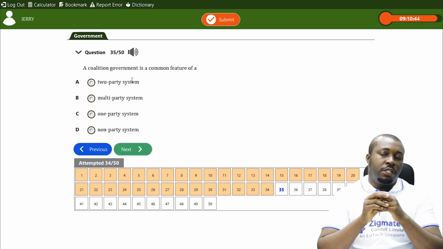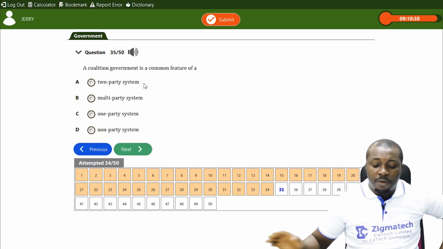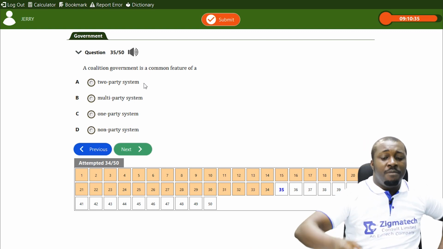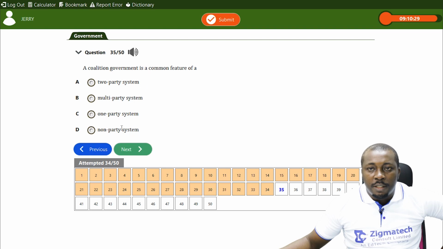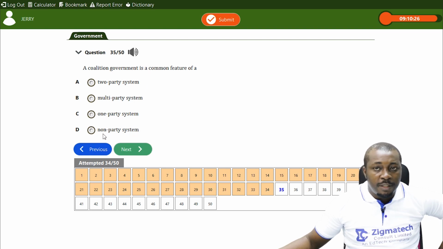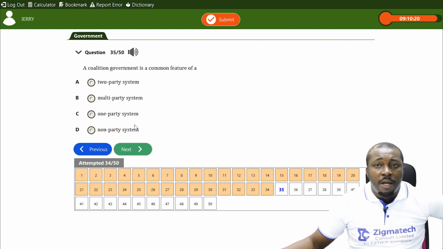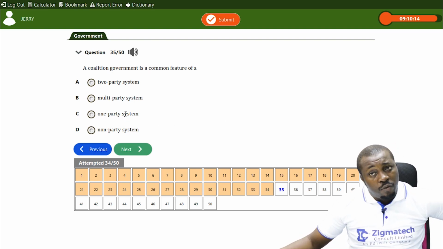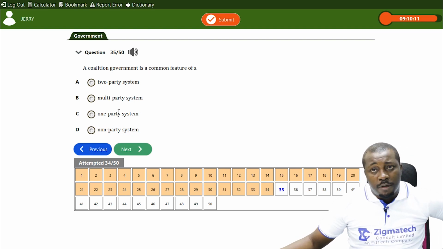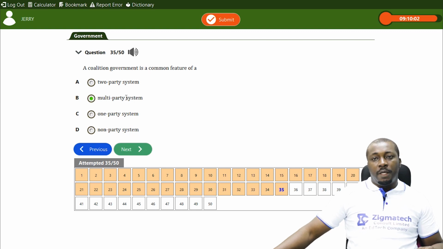Now, is it a feature of a two-party system? No, it can't be, because when you have a two-party system, one party must have the majority in the parliament. So you can't talk about coalition. Look at this here. When you have a non-party system, which is a zero-party system, where you have independent candidates, of course, you can't be talking about coalition government here. You can't be talking about a party that will have majority seats. One-party system, you can't talk about it. If it's one party, then that party automatically forms the government. But like I said, it can feature where you have a multi-party system, which will make it difficult for a particular party to form the government.